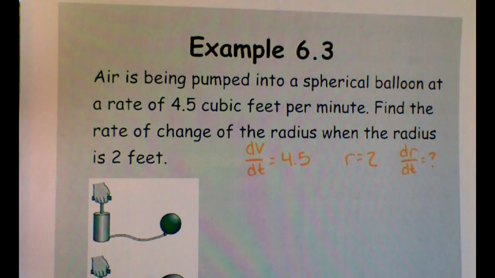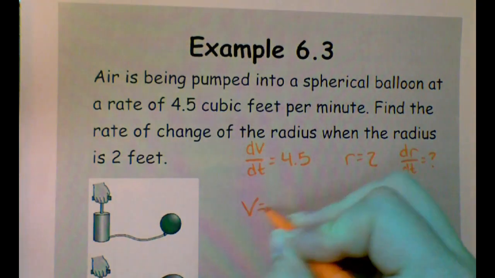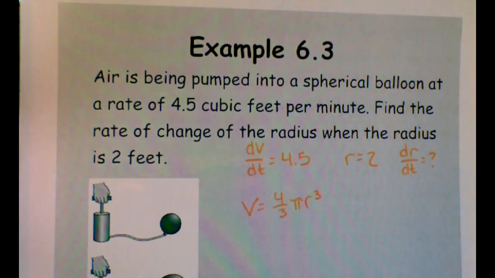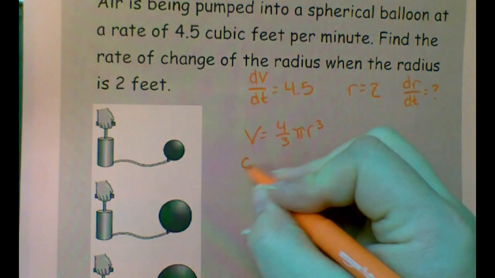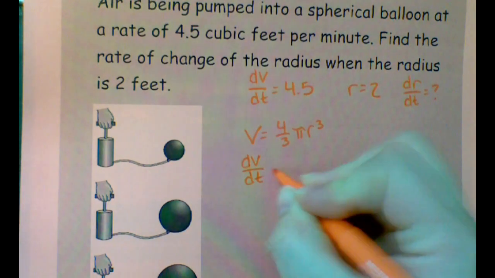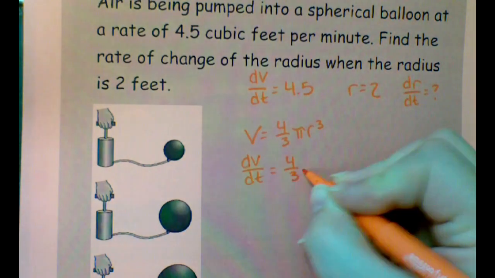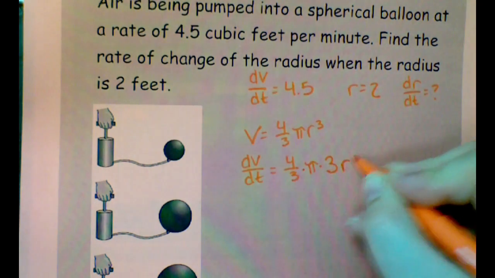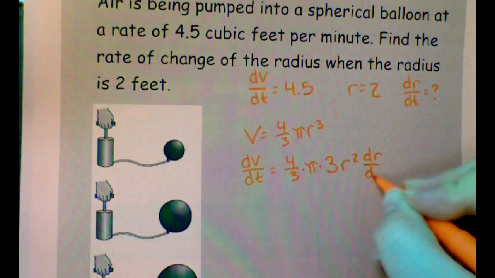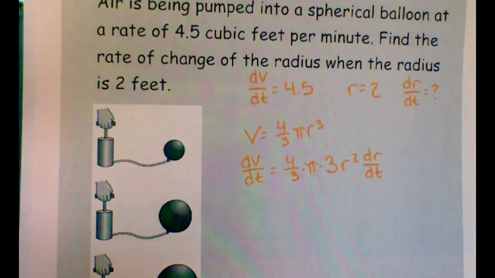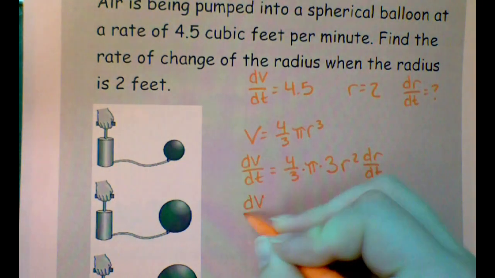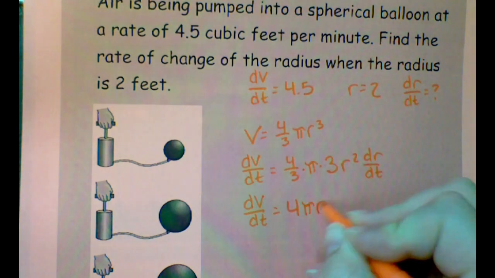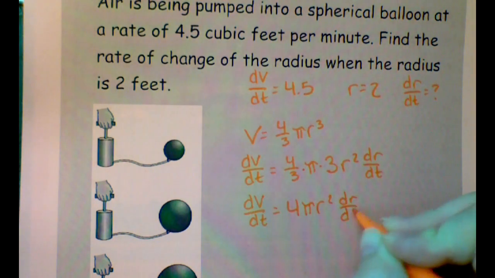So what relates the radius to the volume? Well, volume of a sphere is 4/3 pi r cubed. So now we take the derivative. dV/dt equals 4/3 times pi times, bring down the 3, r squared dr/dt. Let's clean this up just a little bit before I start plugging values in. dV/dt equals, well, the 3's cancel here, leaving me 4 pi r squared dr/dt.